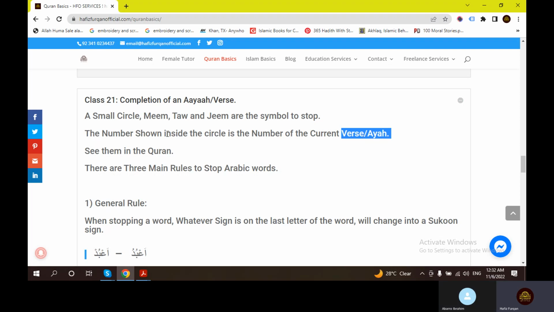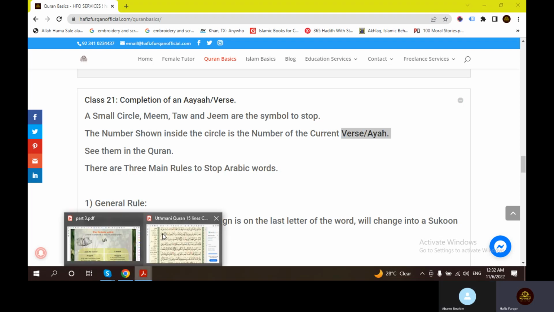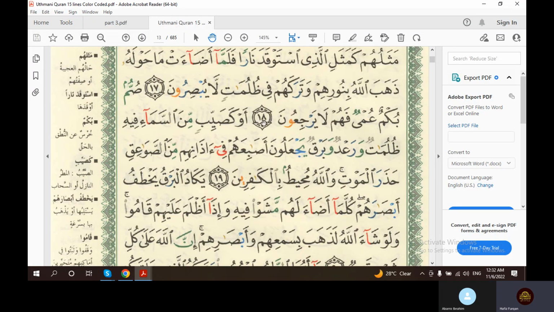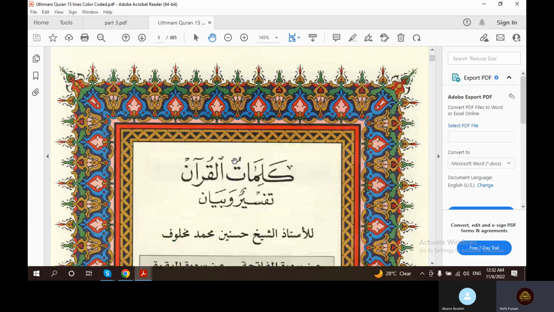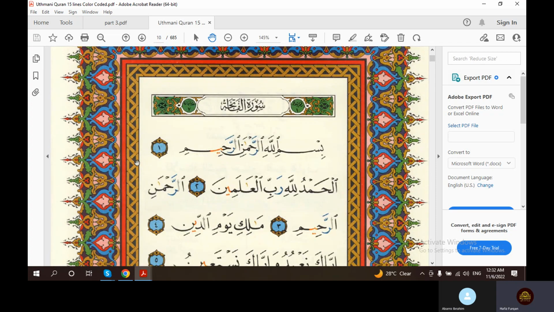What are they telling you? The number shown inside the circle, what are they talking about? You see the numbers there, like 18. You see the numbers in the circle, right? So this number shows the number of the ayah or sentence. Like if I show you the first page here, look at this. It says 1. We will learn the Arabic numbers as well in future. But look at that, the circle here and the number inside it is called the number of this ayah.